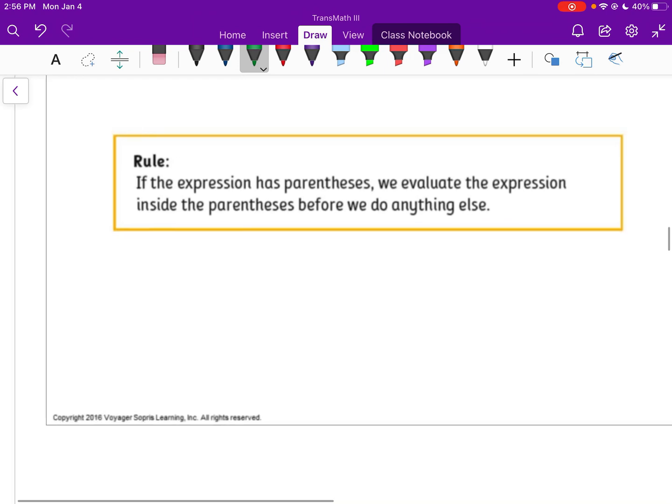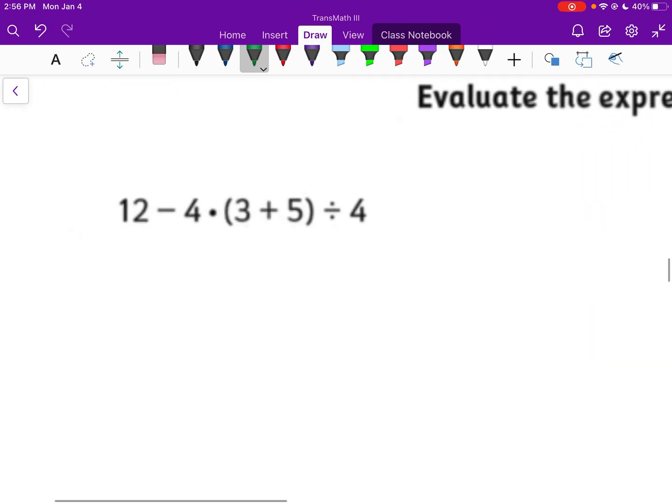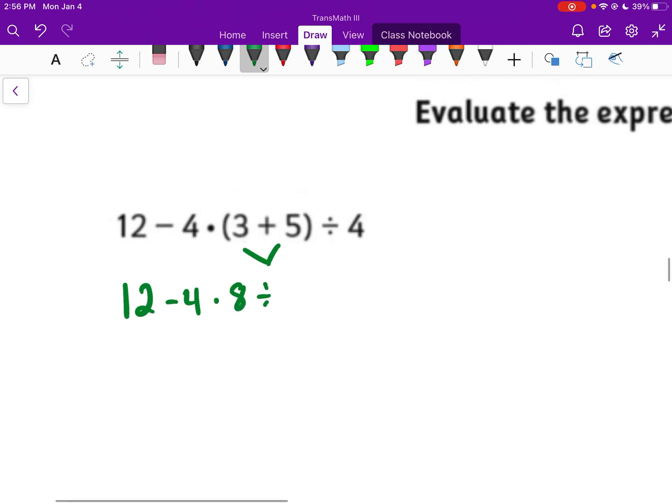Okay, so for the first example, we've got 12 minus 4 times the parentheses 3 plus 5 divided by 4. In this case, we see a parentheses. Anytime you see a parentheses, that is the first thing you need to worry about. So in this case, we need to do the 3 plus 5. From there, we're going to get 12 minus 4 times that 3 plus 5, which will give us 8 divided by 4.